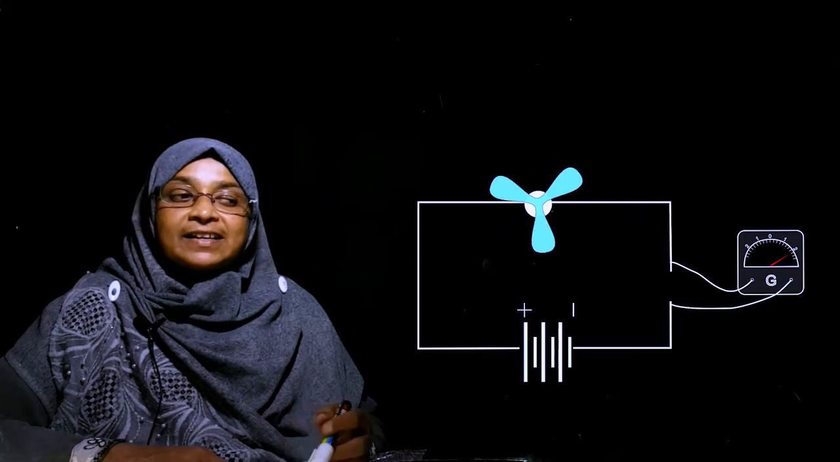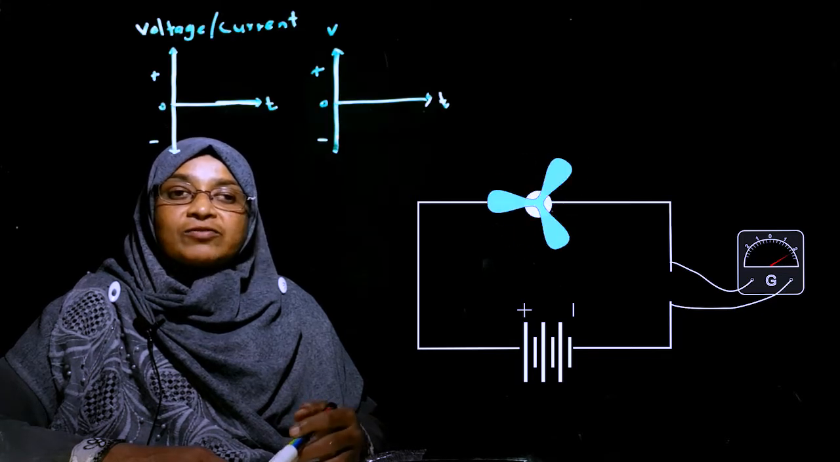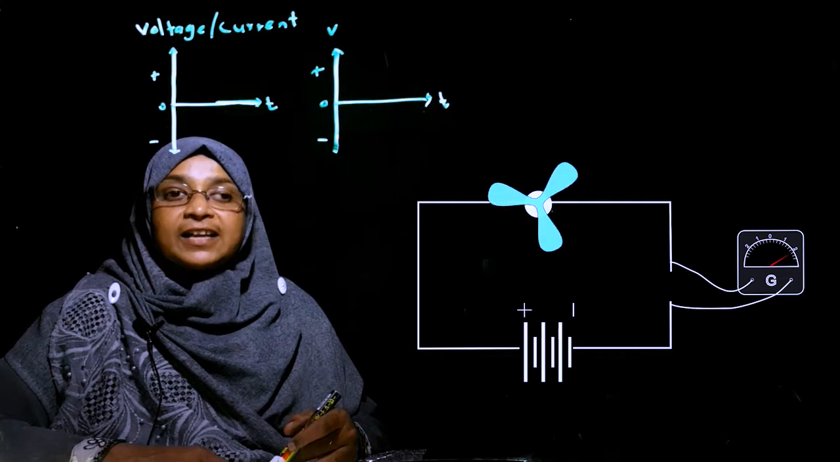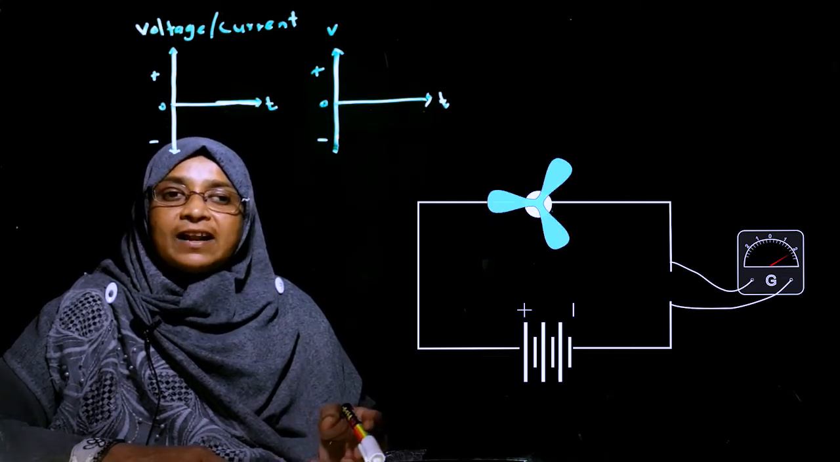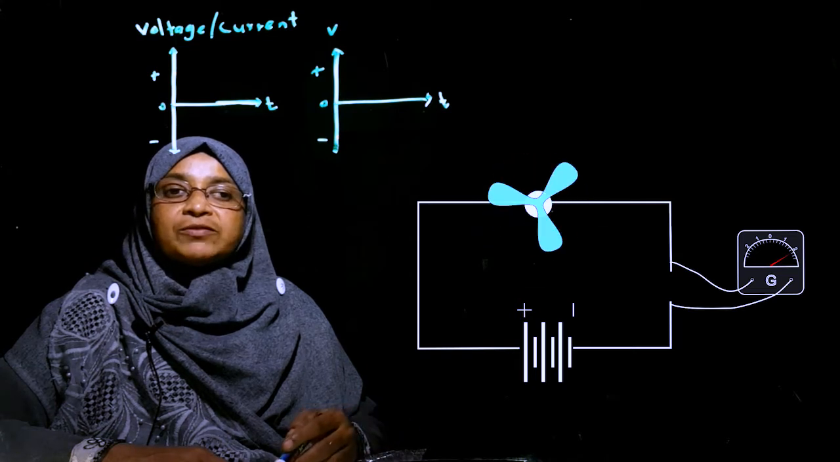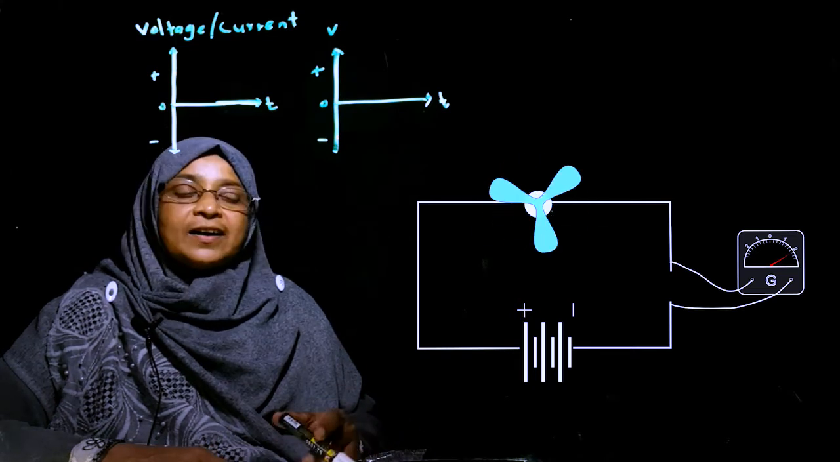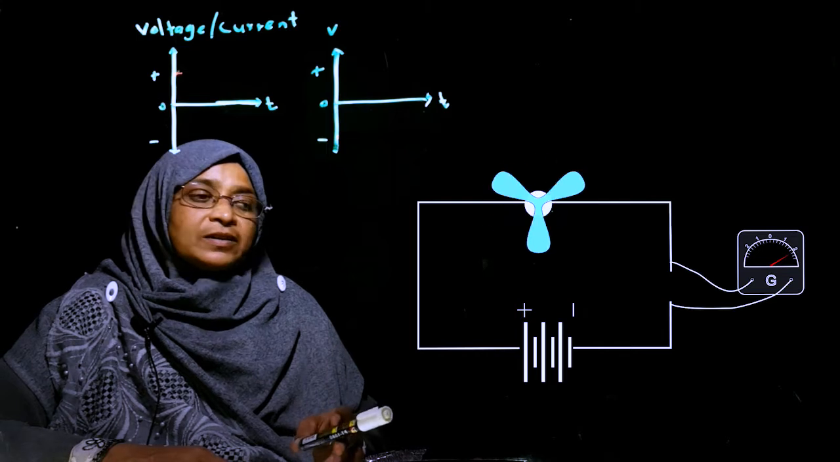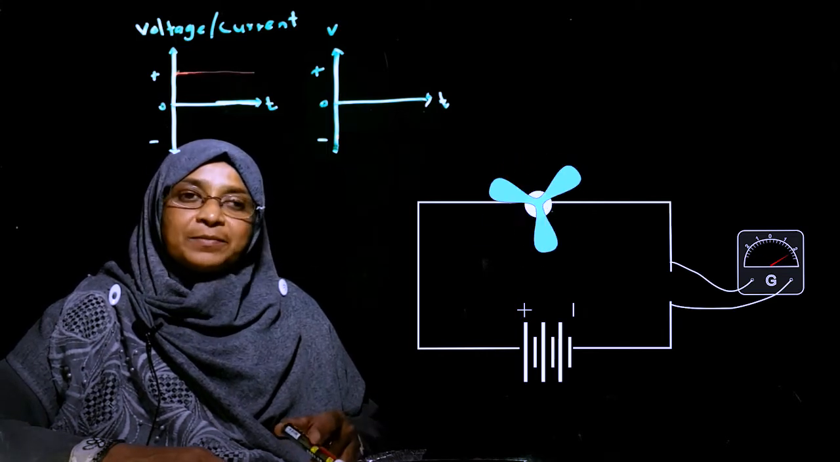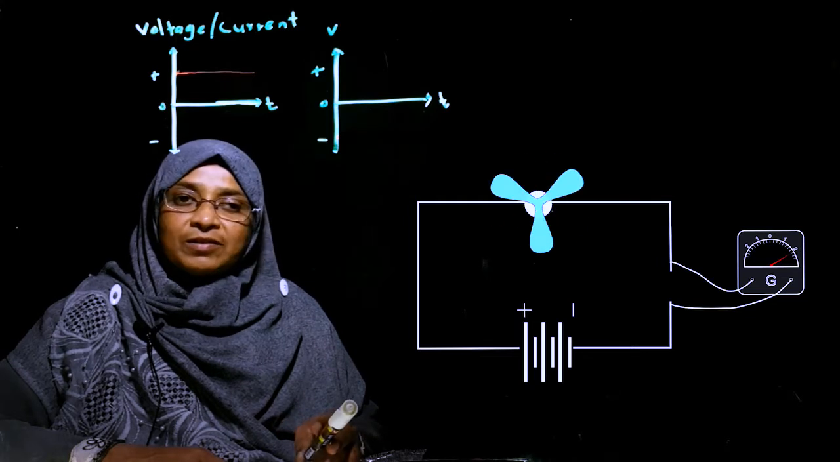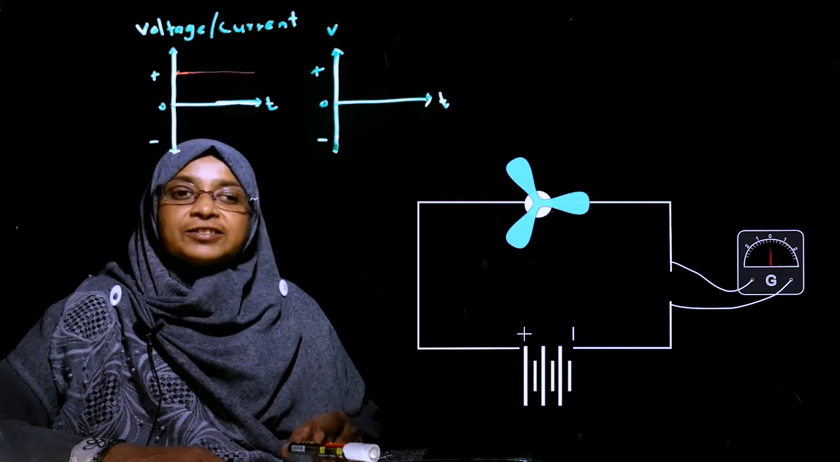Now the fan rotates clockwise. Then the galvanometer indicates clockwise turns. It indicates the direction of the current flow. So in this cell, the current flows from the positive to the negative terminal. Here you can observe the voltage does not vary with time, and the direction is also one direction.